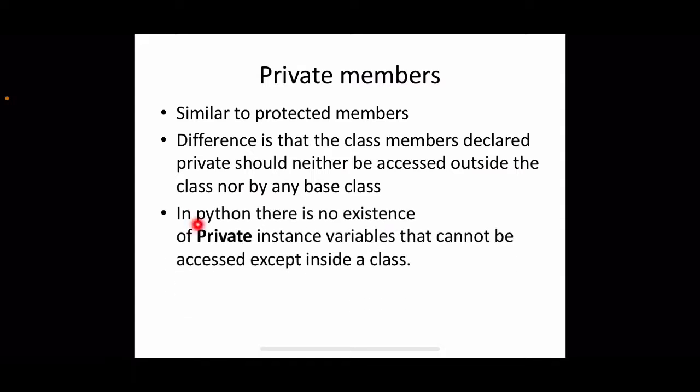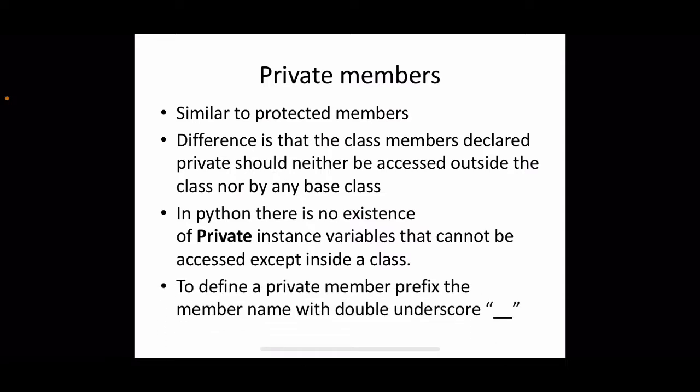So in Python, there is no existence of a private instance variable that cannot be accessed except inside a class. It should be accessed only within the class, otherwise it will create an error. To define a private member, prefix a double underscore. So for protected members, a single underscore will be prefixed for each and every variable or method, and for private members, a double underscore will be used.